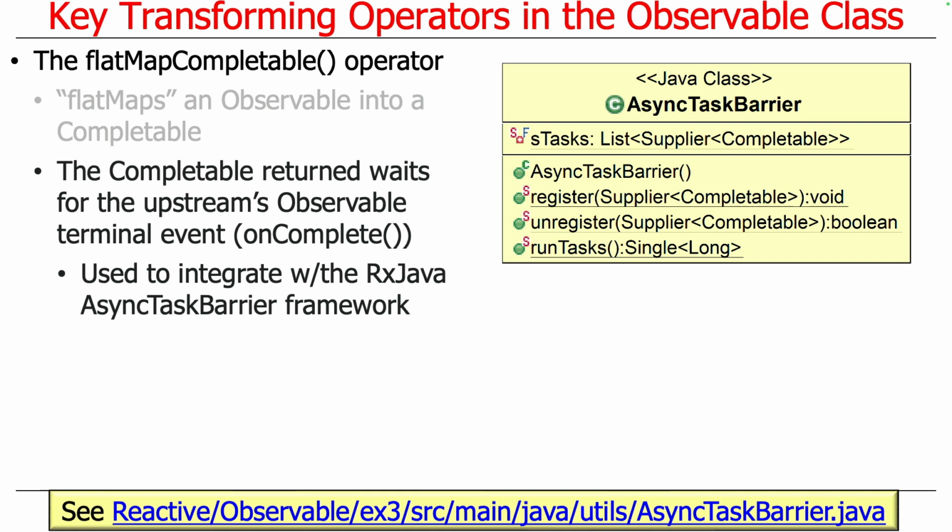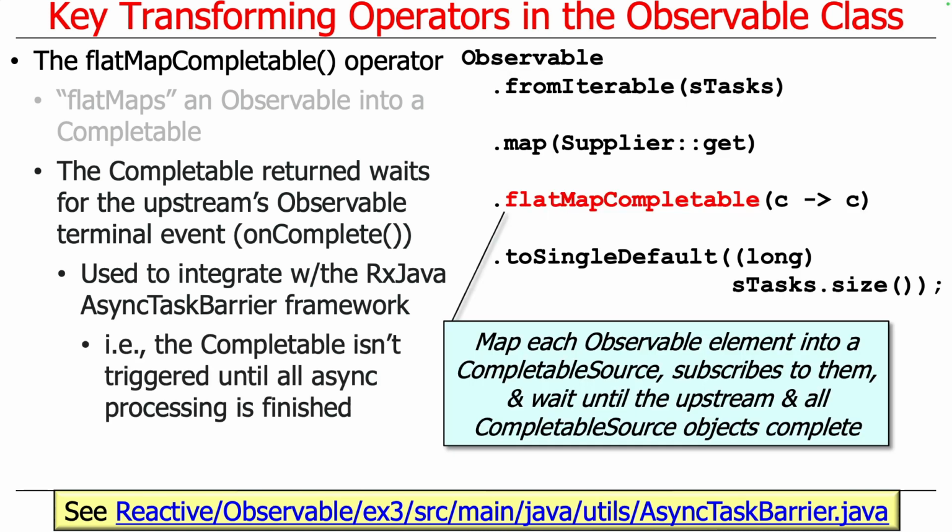Very, very obscure, very, very funky. I put it in here mostly because when we look at the implementation of async task barrier, if you don't have an inkling about what flatMapCompletable does, then you won't be able to understand what the implementation of async task barrier does. So here's a little snippet of the code, which we will take a look at later.